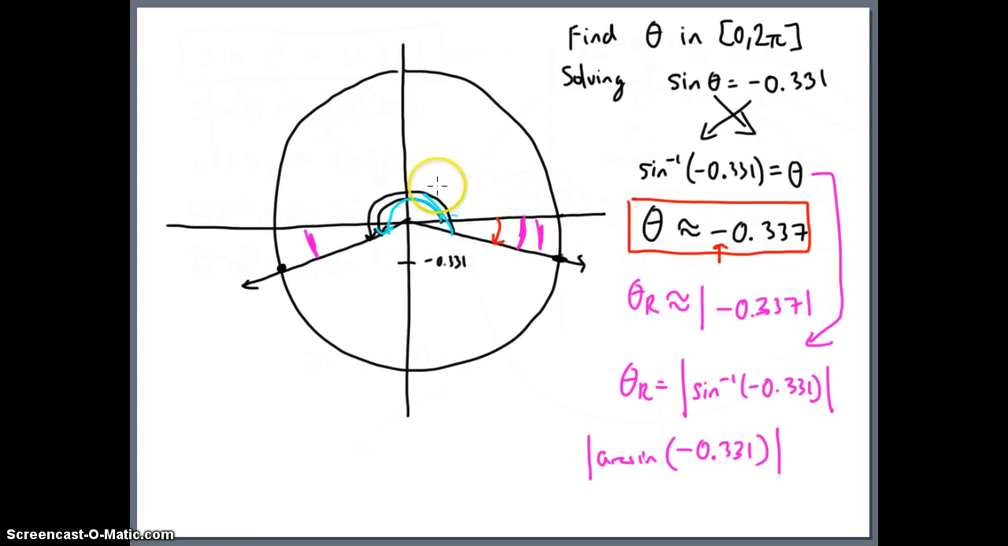Here's one of them. And actually, I think my earlier arrow was not so good, but we should start on the positive x-axis and go up to here.